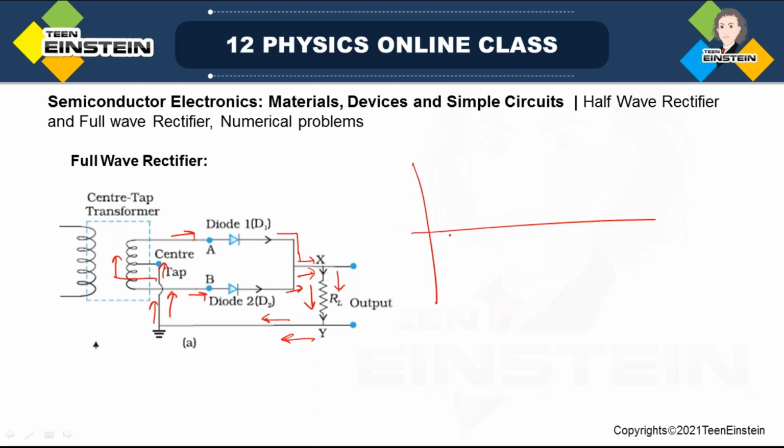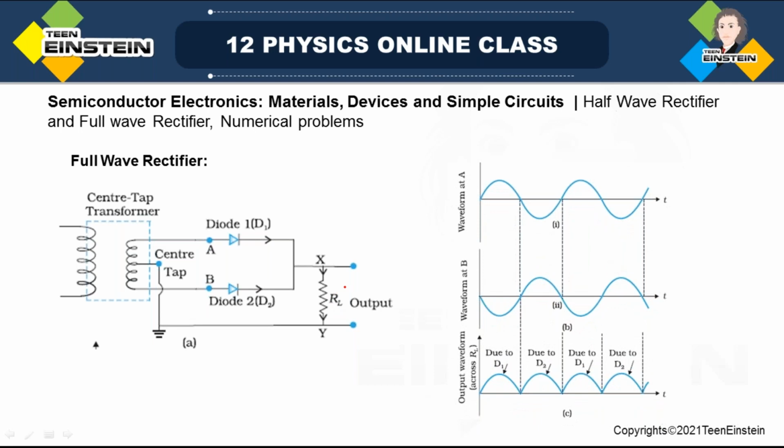That means in both cycles, during the positive half cycle or during the negative half cycle, we are getting voltage across RL, and since both of them have the same maximum values, you get the same voltage. So let me show you the output waveform as well as the input waveform. So at A, what is the input waveform? This is the input waveform.